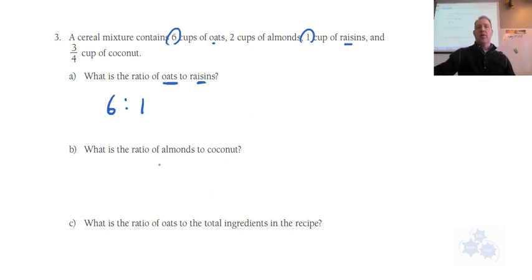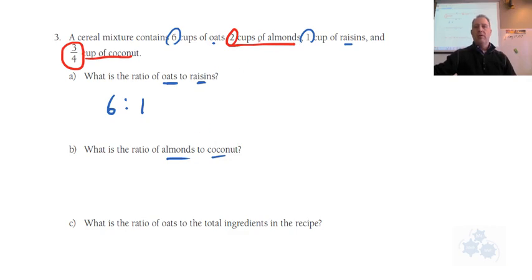Okay, what's the ratio of almonds to coconuts? I had a question about this. Okay, 2 cups almonds, and coconuts is, look at this, 3/4 of a cup. So if you have a recipe, a lot of times it's a quarter of a cup, or 3/4 of a cup, or a third of a cup, or half a cup. So sometimes it's fractions, right?